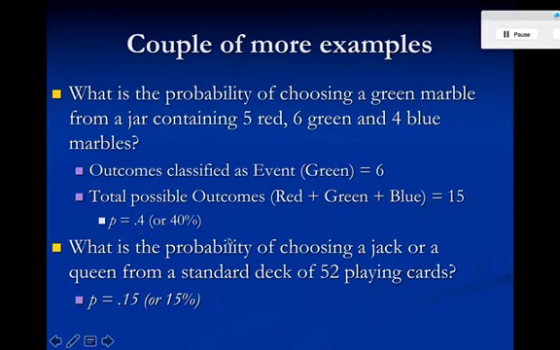So in other words, by sticking my hand into a jar of marbles made up of 5 red, 6 green, and 4 blue, the probability of me randomly selecting a green marble is going to be about 40%. That's pretty good odds, to be honest with you. I mean, that's pretty good.